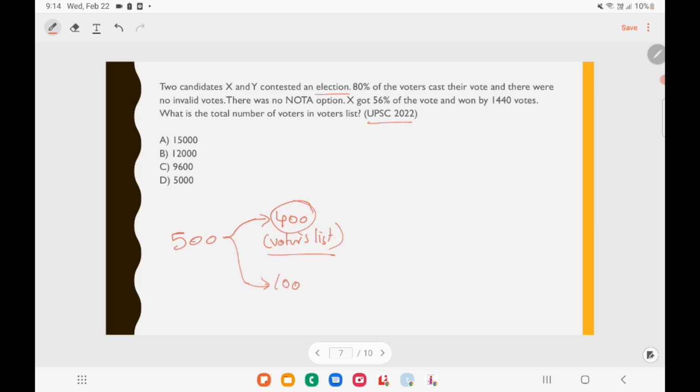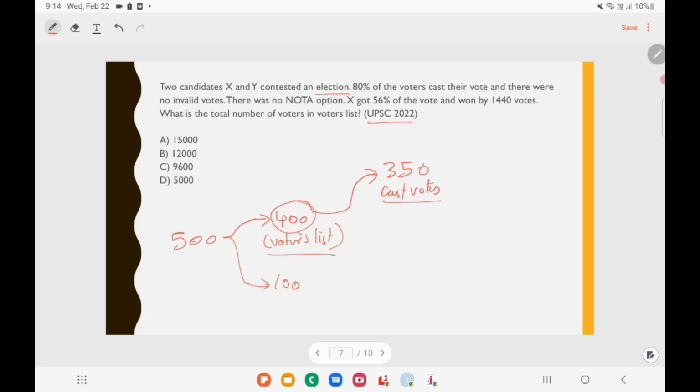And out of this 400, let us assume that 350 people cast their vote. That means on the election day, only 350 people came and cast their vote. So this 350 is called cast vote. Okay, you have to note down these terms because these terms are important.